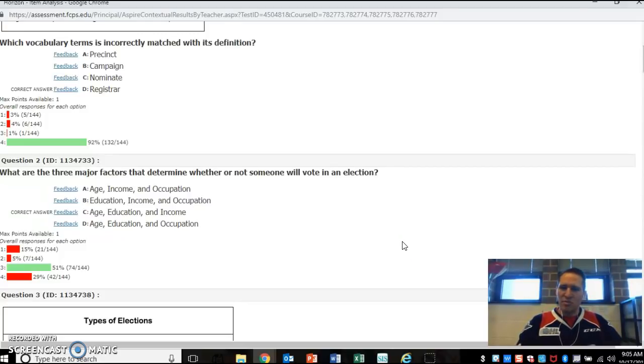Income means how much money you make per year. So I mean that could apply to occupation, but just because you're a doctor or a lawyer versus another lower paying job doesn't mean that you're not going to vote. It's more about age, education, and income. It's all about those 3.